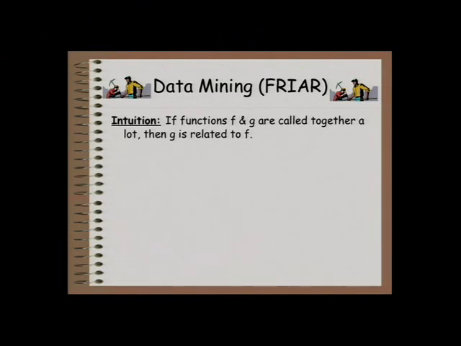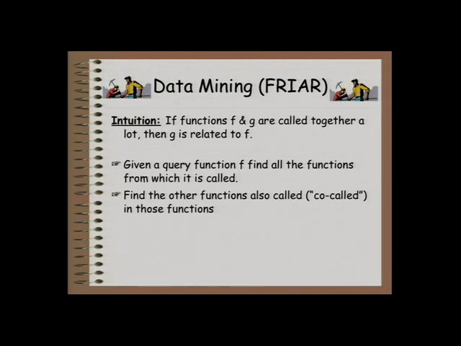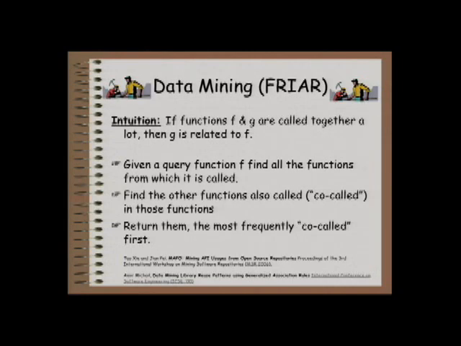So data mining is essentially frequent item set mining. That says that if two functions are called together more often, then the two functions are more related, right? So if two functions f and g are frequently called together, then f and g are very closely related to each other. What you do, given a query function, is find all the functions from which it is called, the functions that call the query function, and find the other functions that are co-called in those functions along with f. Then you return them using the most frequently co-called first. So if f and g are co-called with each other 10 times, and f and h are only co-called 9 times, then g will be ranked higher than h.